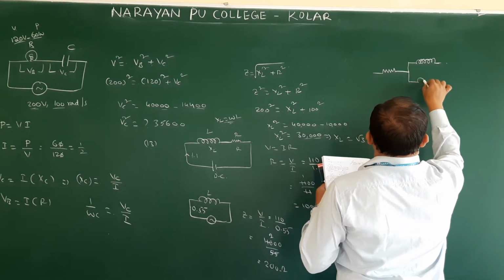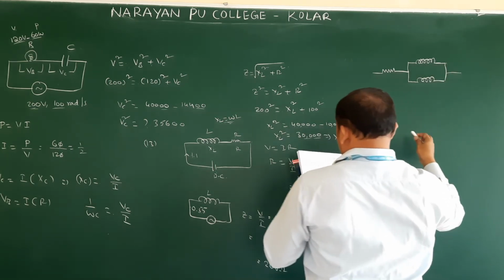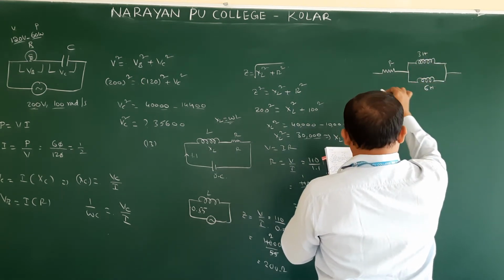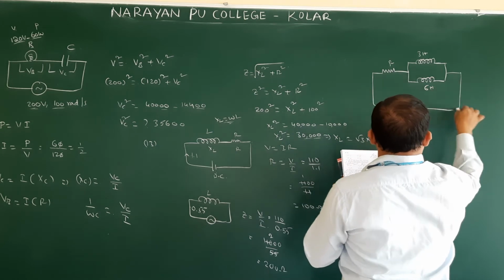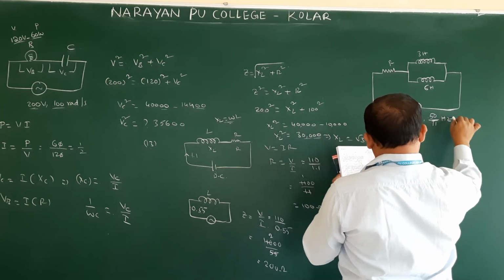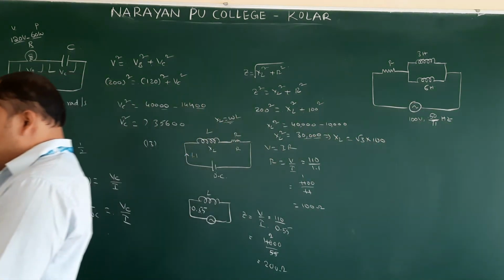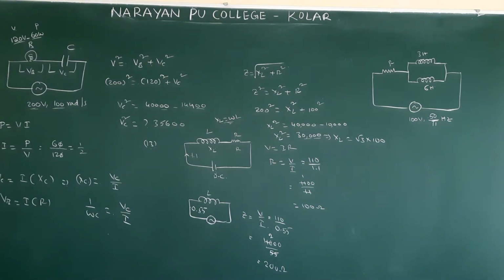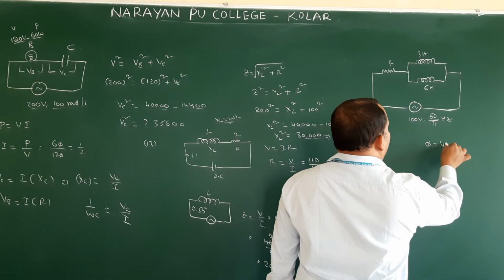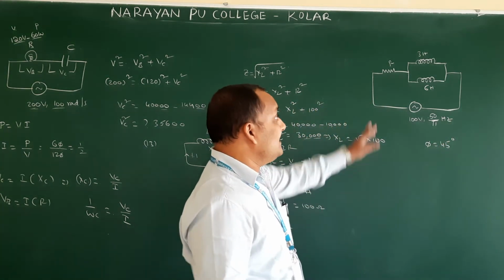Two inductors connected like this are 3 Henry and 6 Henry, with 100 volts, 50 by pi Hz. Consider the AC circuit shown in the diagram. If the phase difference between voltage and current is 45 degrees, find the value of capital R. They gave the voltage, and they gave the phase difference. Phase difference means phi value. The phi value they gave is 45 degrees.